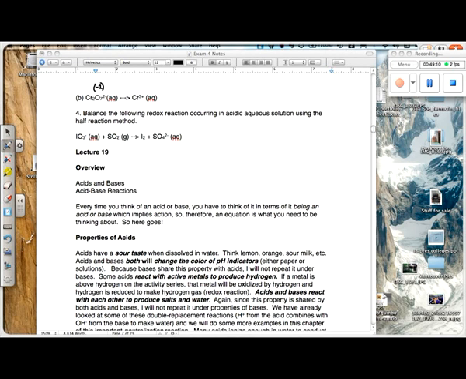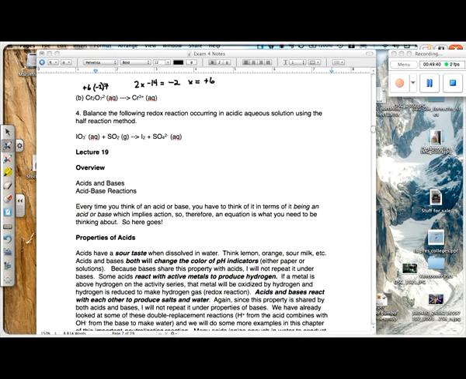I have 7 oxygens. Now, all of this has to add up to negative 2. So right now, I've got negative 14, and it has to add up to negative 2. I've got 2 chromiums, so each chromium is positive 6. That's a positive 12 and a negative 14 add up to negative 2. So positive 6 for chromium.